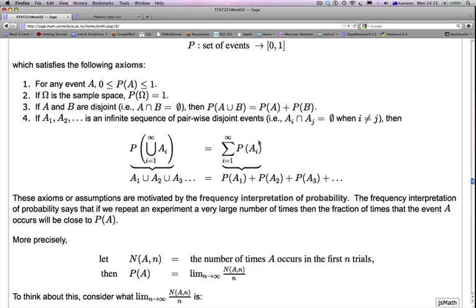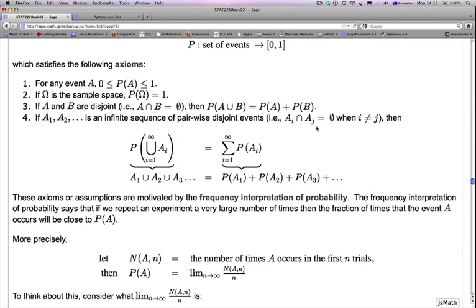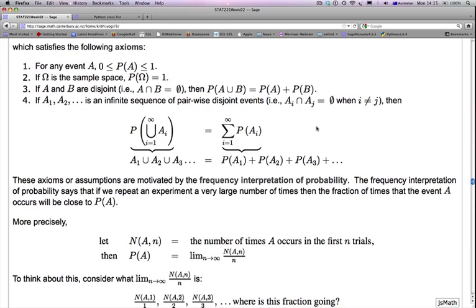So in such a situation, what we want is that if you look at an infinite sequence of events, A1, A2, dot, dot, dot, and these events are pairwise disjoint, that means if I take any two elements from this infinite sequence, any two events, then their intersection is empty, then we have to ensure that this probability satisfies this equality.